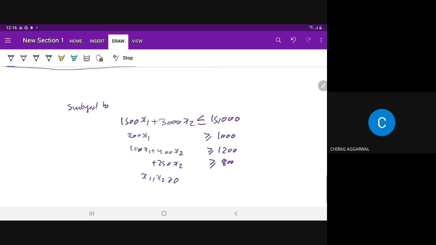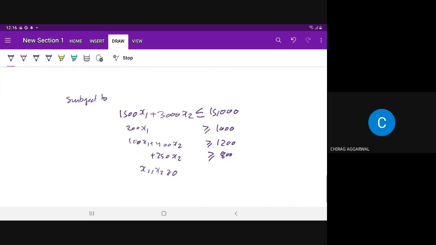Now in this case, these are given as a goal instead of the constraint. Goal may be achievable, may not be achievable. When 200x1 is more than 1000, then we say it is achievable, otherwise it is not achievable.